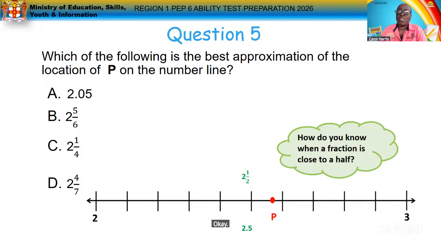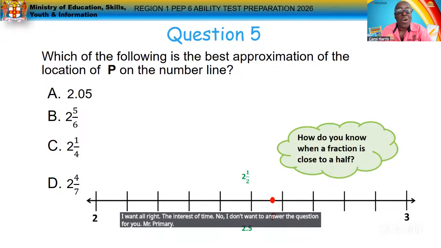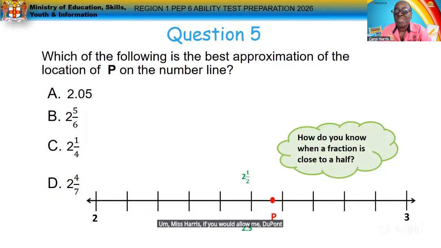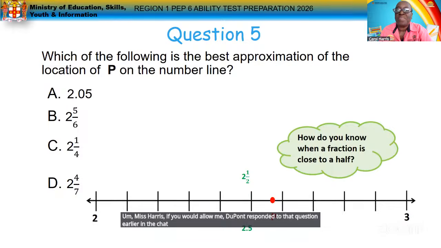I see some responses. All right. In the interest of time, no, I don't want to answer the question for you. Mr. Primary, I see your hand up. How can I tell when a fraction is close to 1/2? Ms. Harris, if you would allow me, DuPont responded to that question earlier in the chat. The response was, you know that a fraction is close to 1/2 when the numerator is half the denominator.